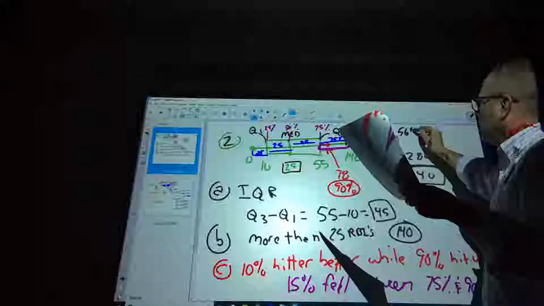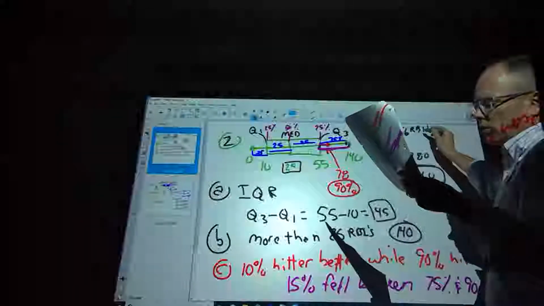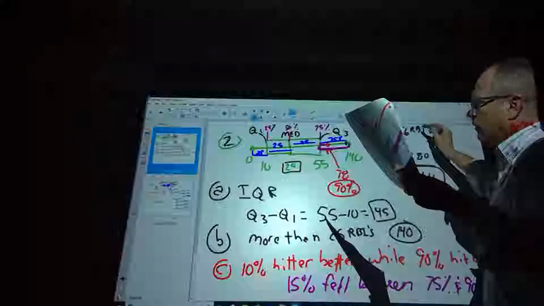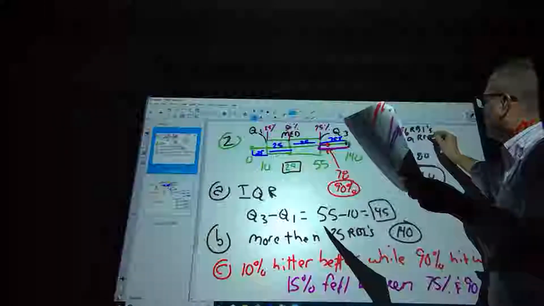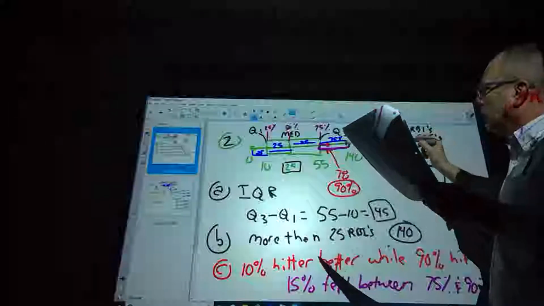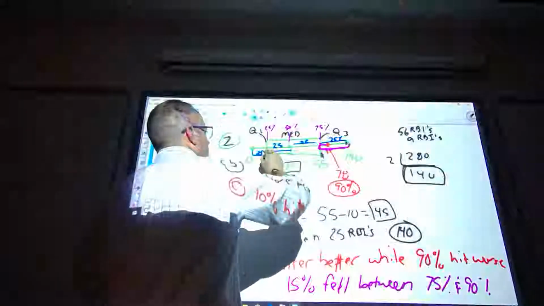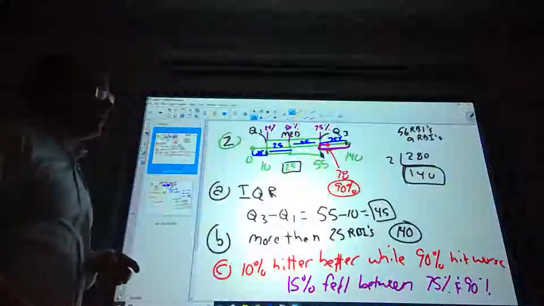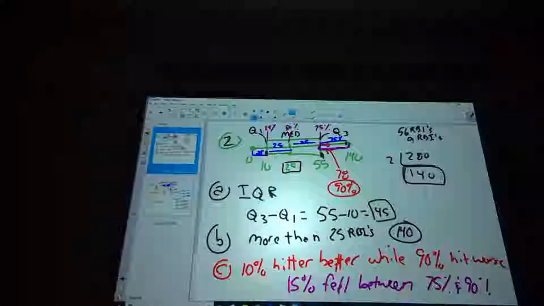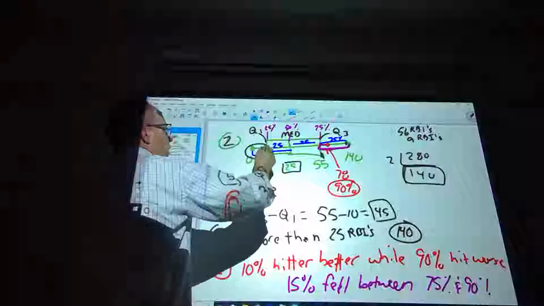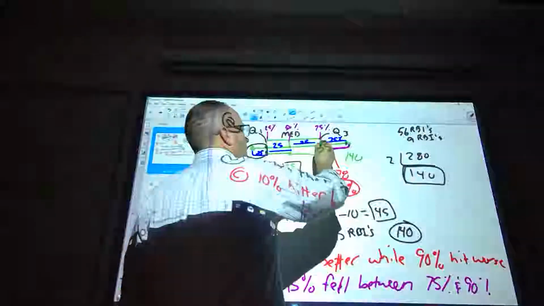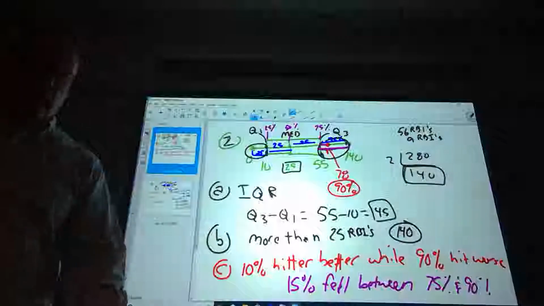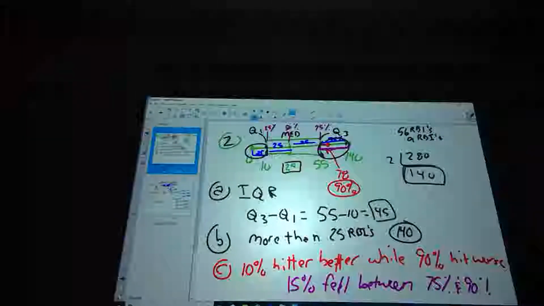So 56 RBIs or fewer than 9 RBIs. Okay, so 56 RBIs is like right here. 9 RBIs is right here. What do you think? How much of my data falls right here? 25. How much of my data falls here? So I have the same chance of finding somebody who had more than 56 or less than 9. Those are just the outliers.